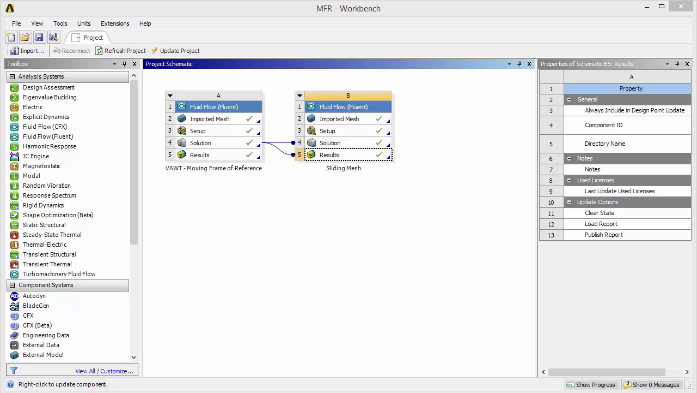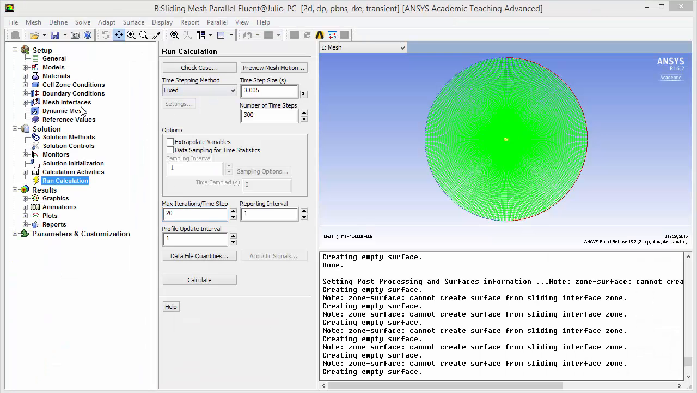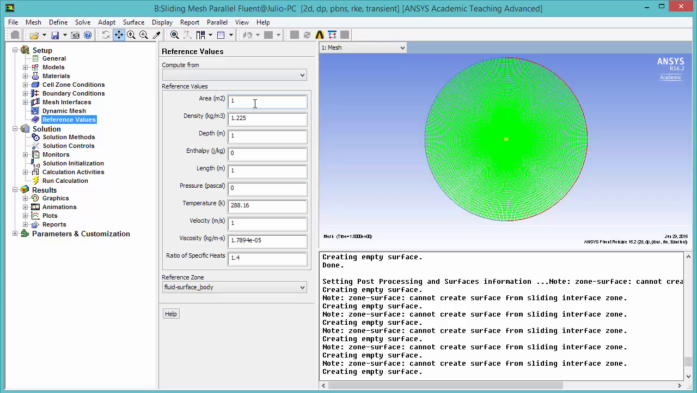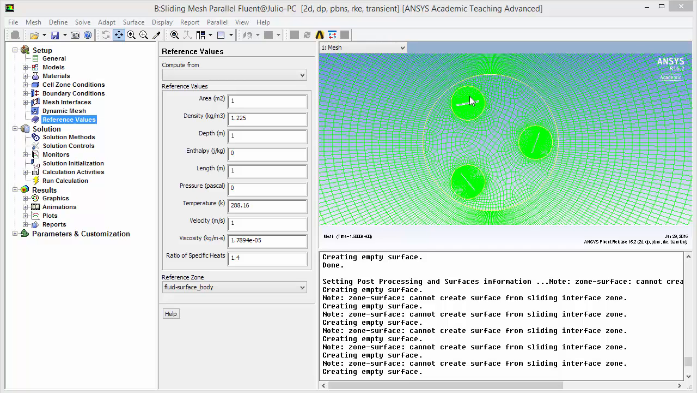Let's rerun the simulation but using correct reference values. Open Fluent from solution and change the reference values. For our area, we have 1, 2, 3, 4, 5, 6 sides of blades of 2 centimeters. So that means 12 centimeters squared.